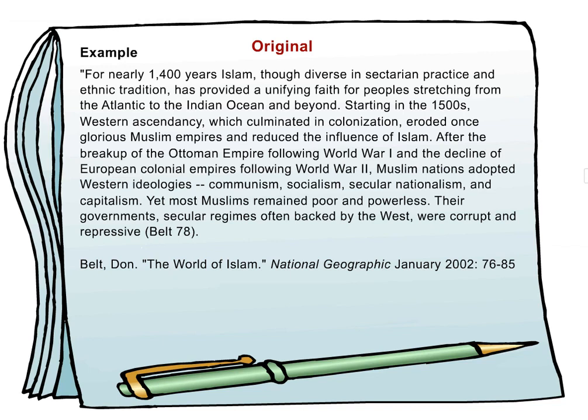Starting in the 1500s, Western ascendancy, which culminated in colonization, eroded once glorious Muslim empires and reduced the influence of Islam. After the breakup of the Ottoman Empire following World War I and the decline of the European colonial empires following World War II, Muslim nations adopted Western ideologies: communism, socialism, secular nationalism, and capitalism. Yet most Muslims remained poor and powerless. Their governments, secular regimes often backed by the West, were corrupt and repressive.